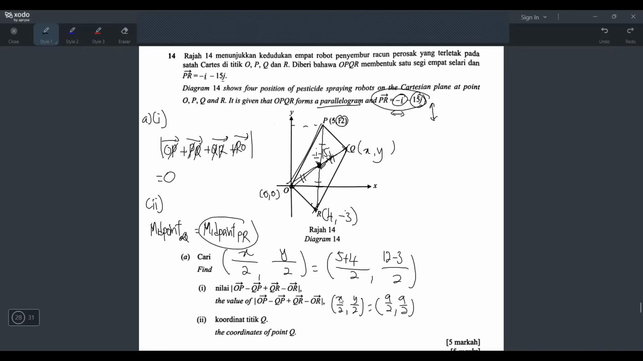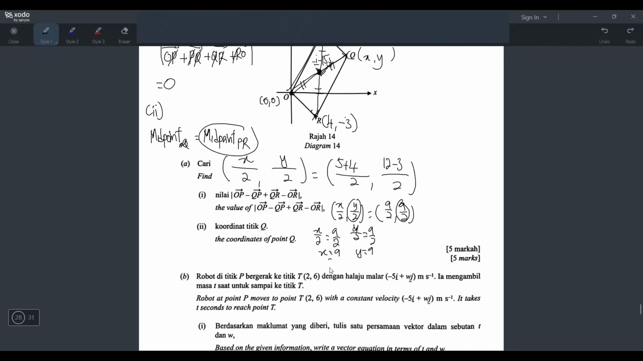You can compare the x coordinate with the x coordinate, and then the y coordinate with the y coordinate. It means x over 2 equals 9 over 2, and x equals 9. Because the 2, when you move here, times 2, cut, left with 9, right? Then what about the y? You compare the y coordinate with the y coordinate. y over 2 equals 9 over 2, and you will get y equals 9 also. Okay, all right, so that's your point Q coordinate, right? But I mentioned to you just now, there are a few methods. So the first method is doing it like this, so you'll get point Q 9, 9.